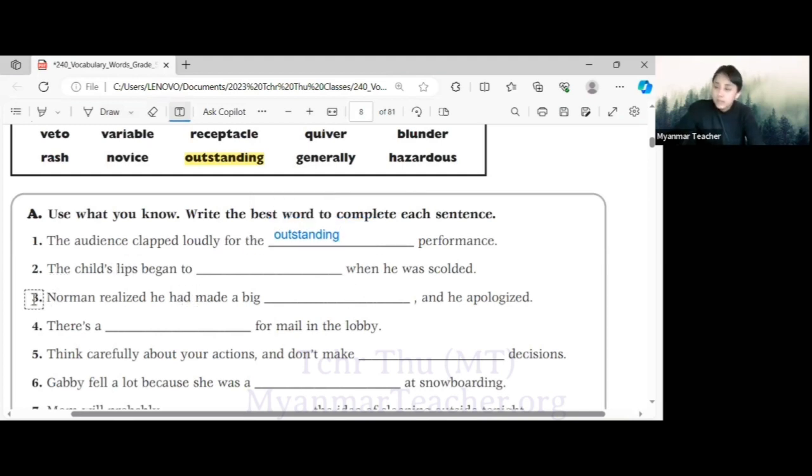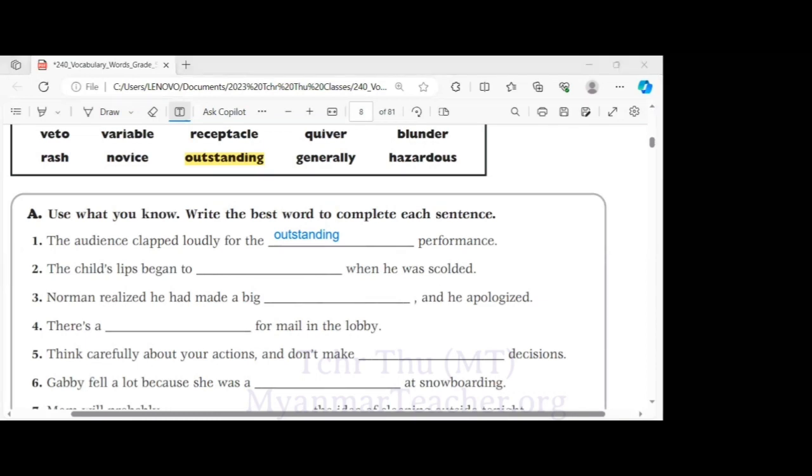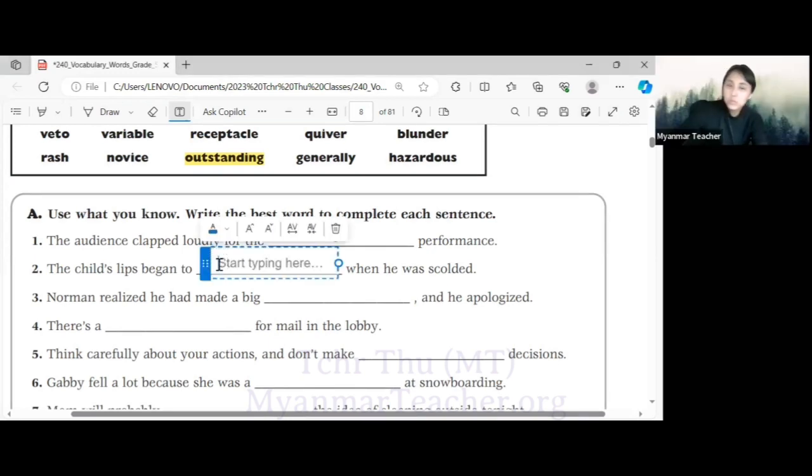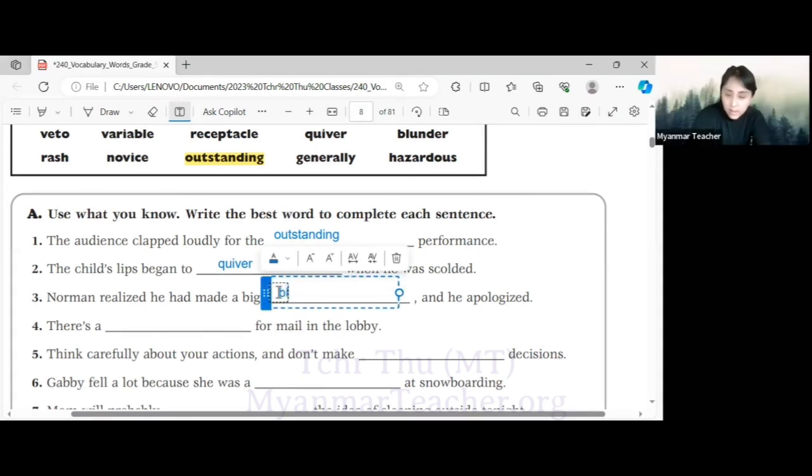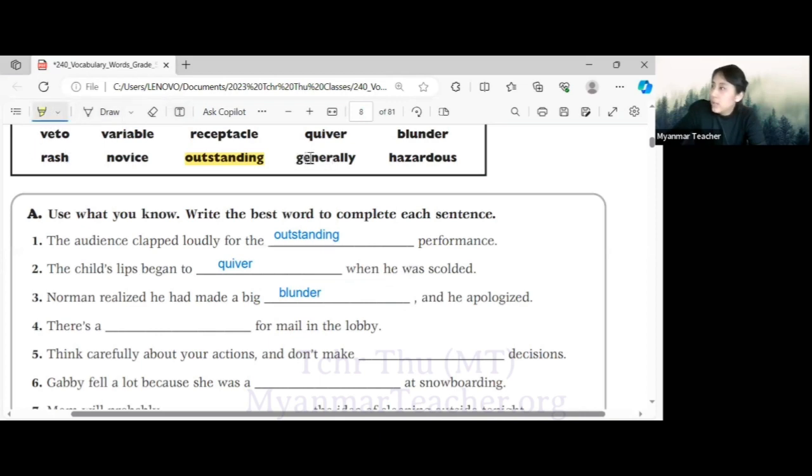Performance. The child's lips began to quiver when he was scolded. Quiver. Norman realized he had made a big blunder and he apologized. A big blunder. Blunder means stupid mistake. So we finished blunder and quiver.